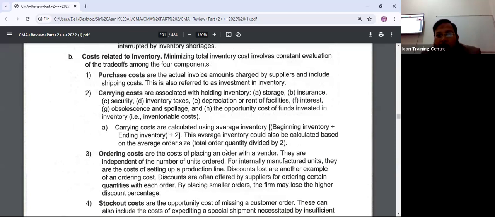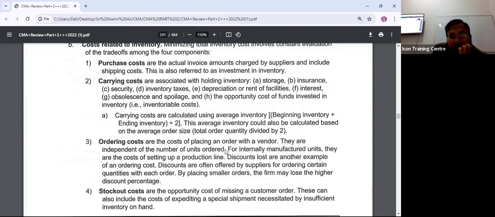Now, purchase cost means when you purchase from your suppliers. Carrying cost means when you have to carry it in your storage, like holding inventory, storage, insurance, security, depreciation, obsolescence, spoilage, everything. And ordering cost means that when you have to order it, then obviously there is a shipment cost. And then stock out is the opportunity cost of missing a customer order. I mean, there is a customer, but you do not have the inventory in your stock. So there is an opportunity cost of losing that customer.